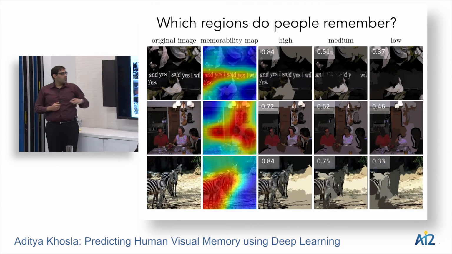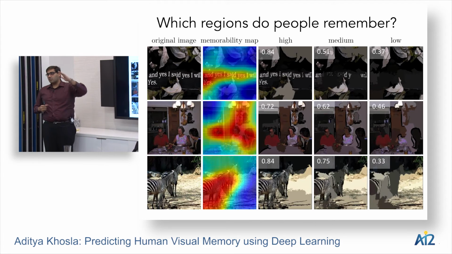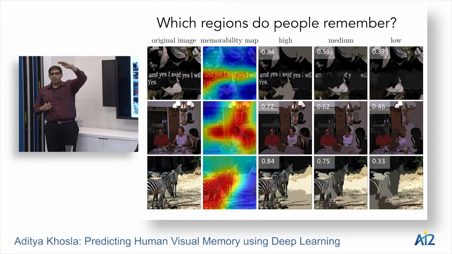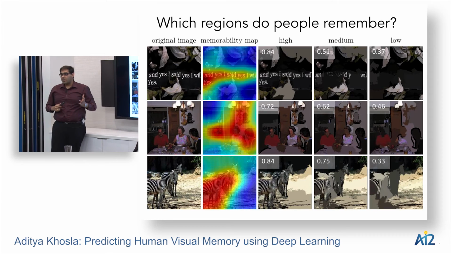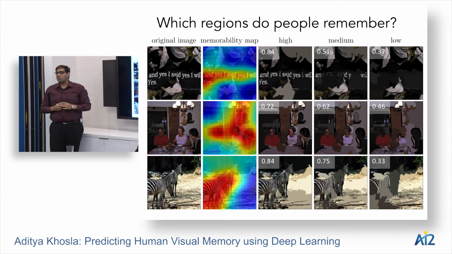When we conducted these three experiments, the memorability of high on average was significantly higher than medium, and low was below that. We did this for about 1,000 images, and it was pretty consistent. So essentially, our algorithm is able to do a good job at predicting which regions of images people tend to remember, and we could validate that.